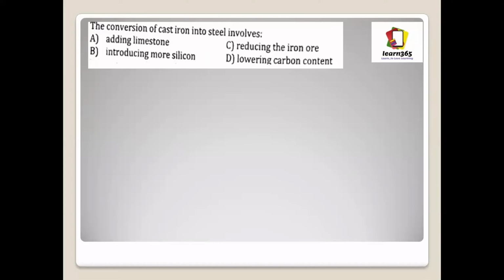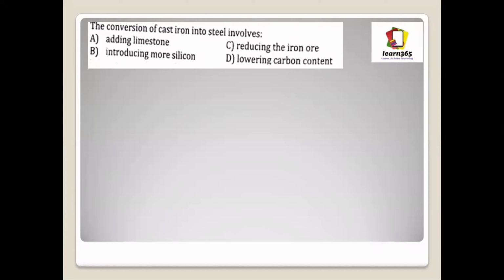Okay, I will read the question. The conversion of cast iron into steel involves... Start. Ma'am, you only read the options. Okay. Shall I read the options as well? Not now, it's done. Next. In the next one, do the question and the options. Yes, no problem. Fine. Okay, sir.